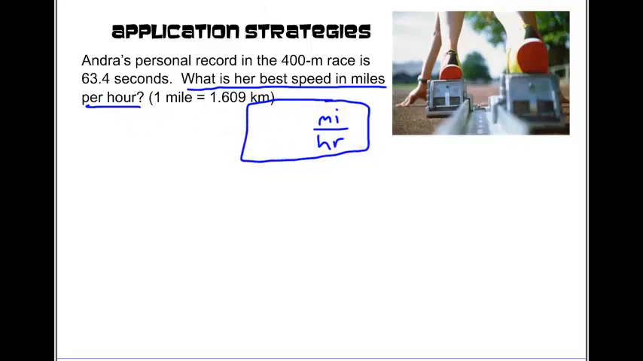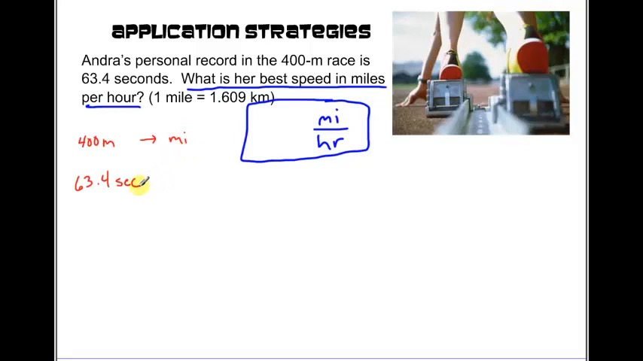All right, let's write down some things that we know. It's a 400-meter race, and she's doing this race in 63.4 seconds. So that's the distance she can travel. And notice that we're going to have to turn those meters into miles, and we're going to have to turn the seconds into hours. So let's turn the meters into miles.